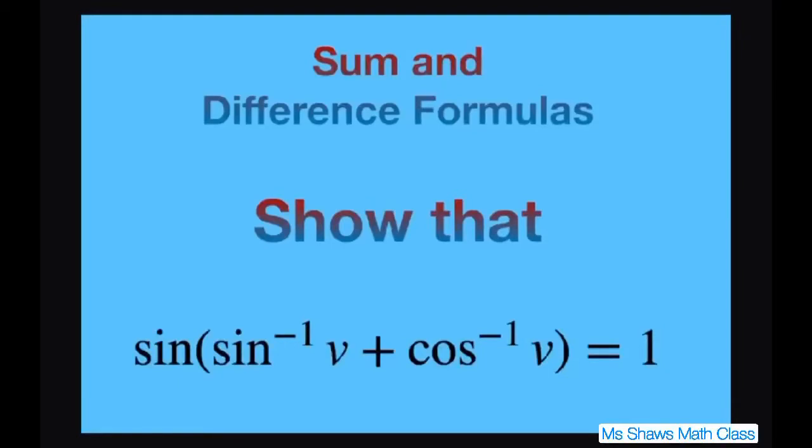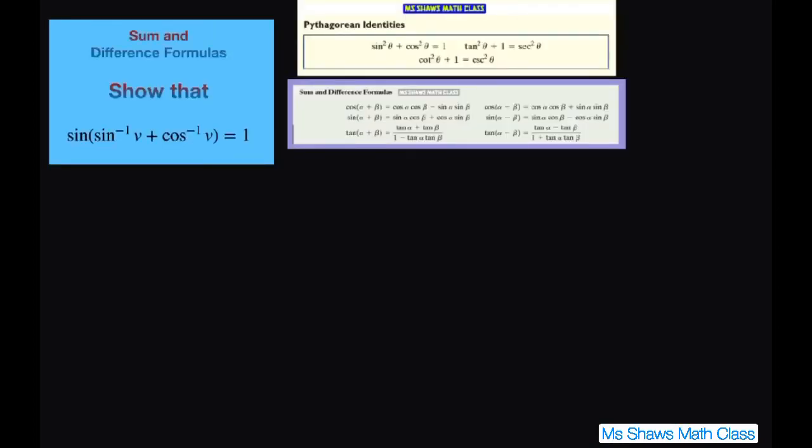Everyone, we're going to show that sine of (sine inverse of v plus cosine inverse of v) equals 1. We're going to use our sum and difference formula, so we have alpha plus beta. So let's do that, and we're going to be using this formula here.